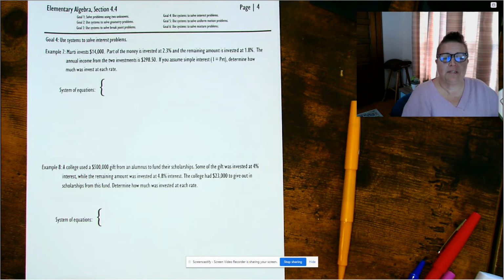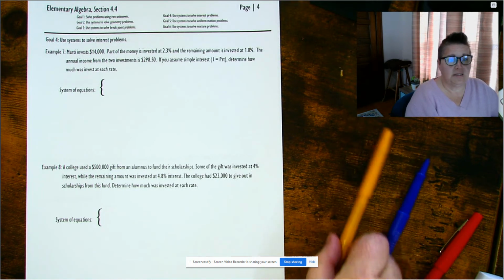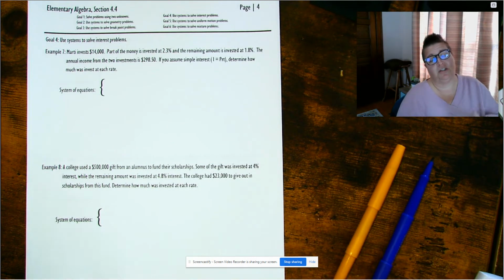Martin will invest $14,000. Part of the money is invested at 2.3% interest. The remaining amount is invested at 1.8% interest. The annual income from the two investments is $298.50. Assuming simple interest, determine how much was invested at each rate. Okay, the system of equations is broken down into two parts.